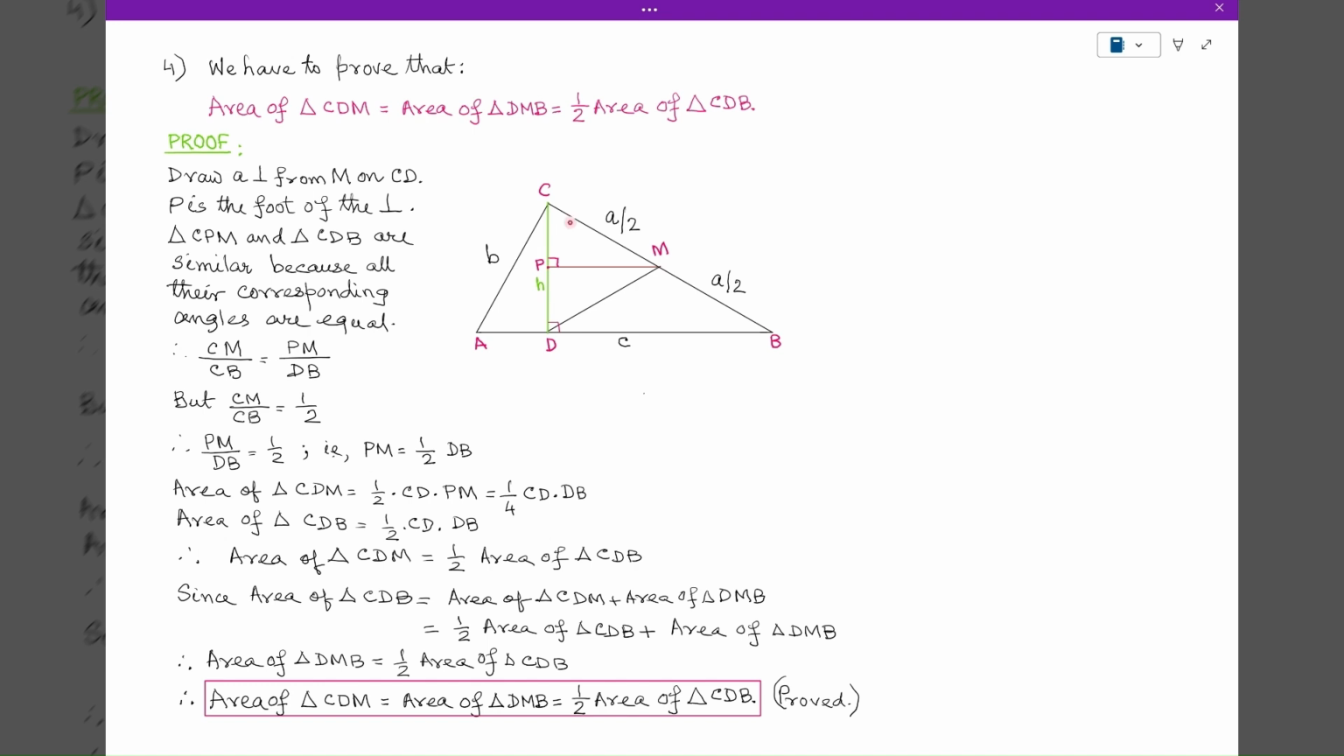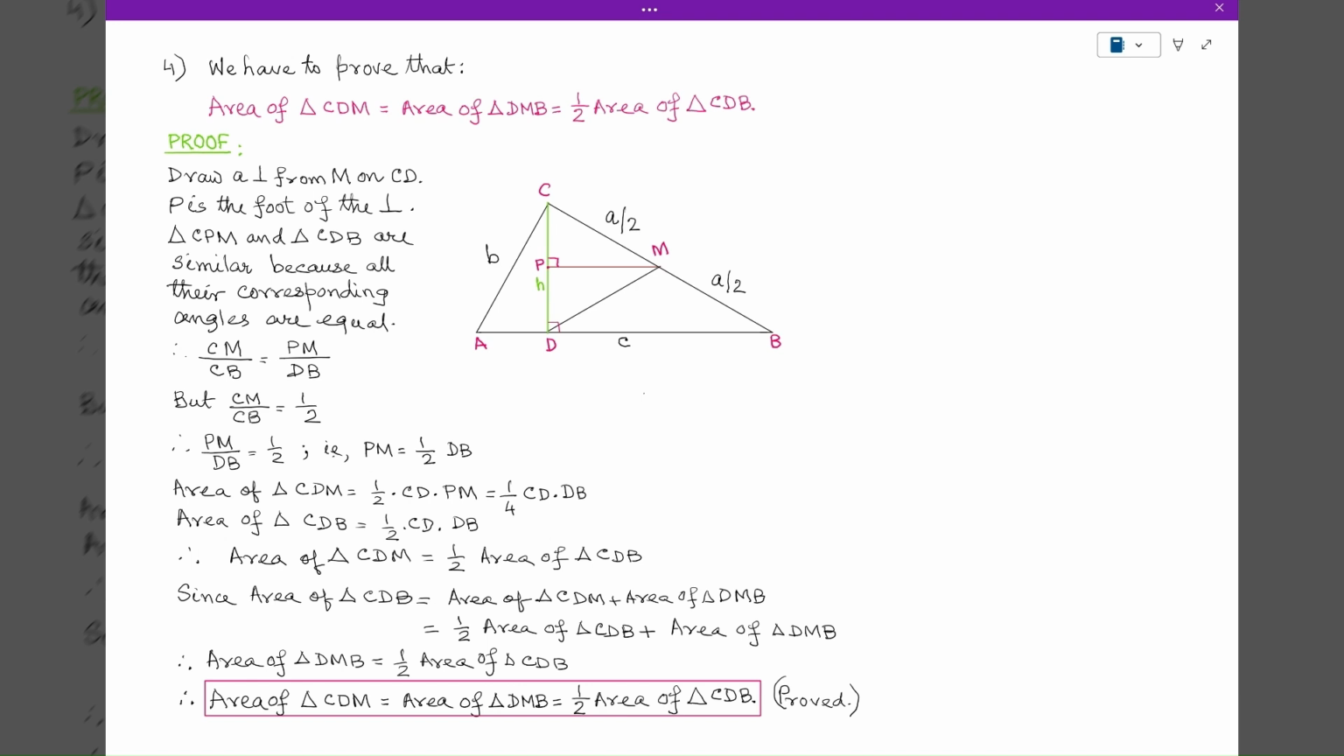Now these two triangles CPM and CDB are similar. That's because all their angles are equal. This angle is common to both the triangles. This is a right angle. This is also a right angle. Therefore, the remaining two angles, that is angle this and angle this, also are equal. Since the three angles are equal to each other in two triangles, these two triangles are similar.